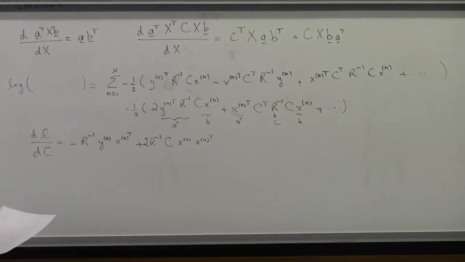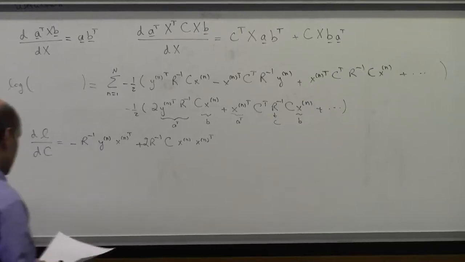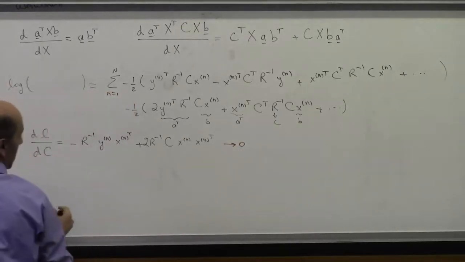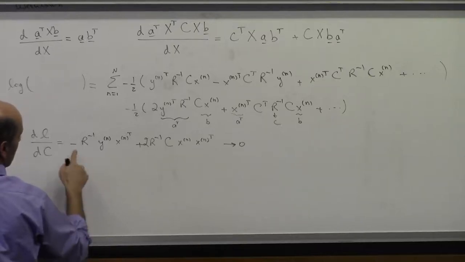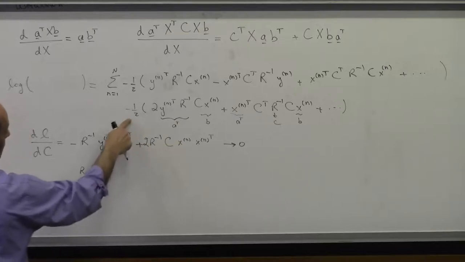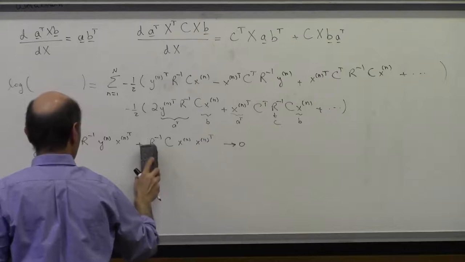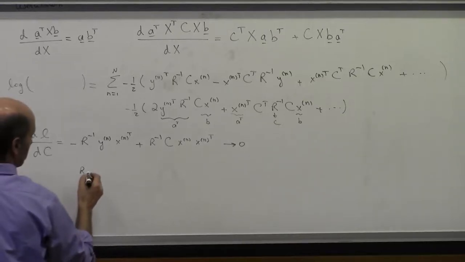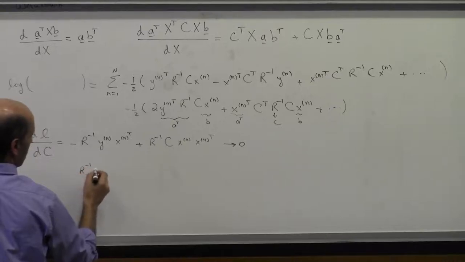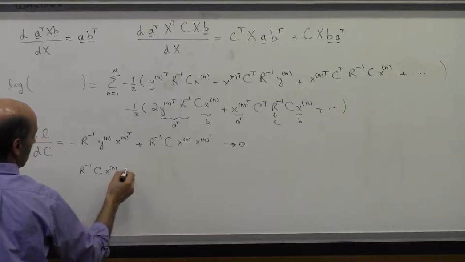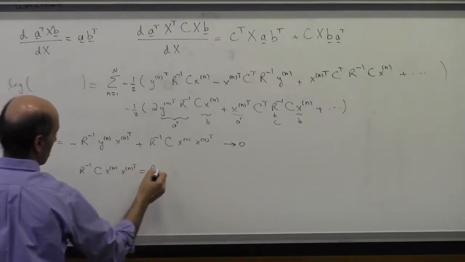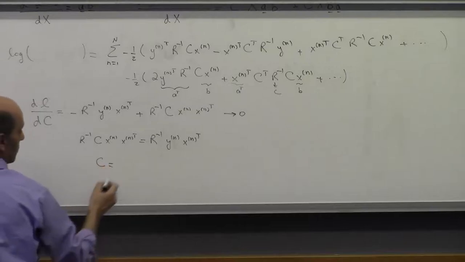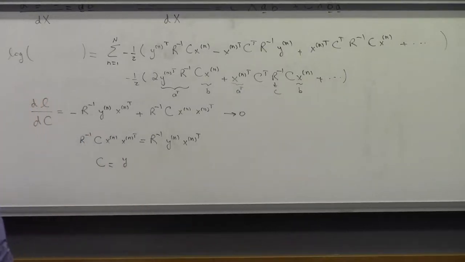Check my notes, see if I got that right. I actually did it right. So we set that equal to 0. And what we find is that this 2 goes away too, because I have minus 1/2 in the front of it. So this is just this. So I have R minus 1 C x of n transpose is equal to R minus 1 y of n x of n transpose. So C is equal to... all of this has a sum in front of it. I forgot the sum.